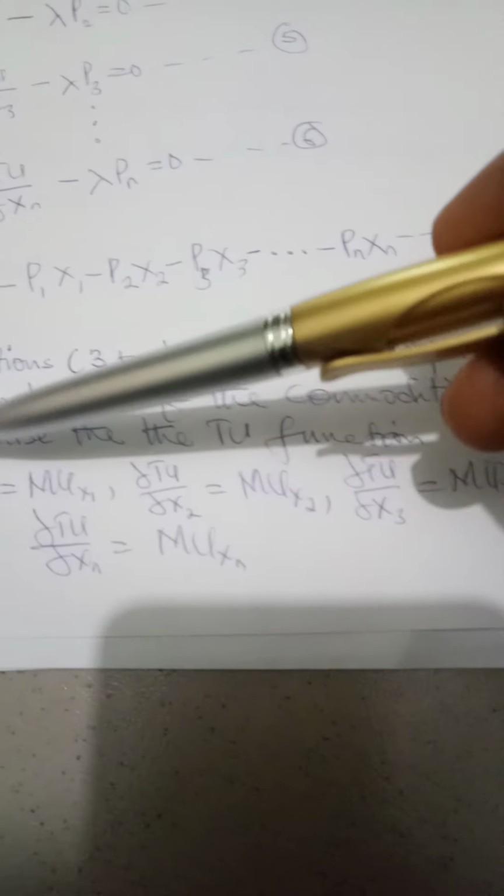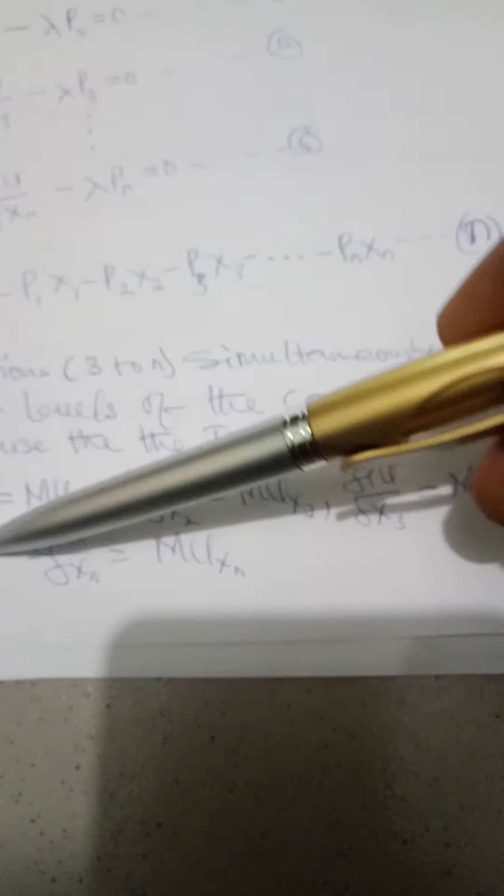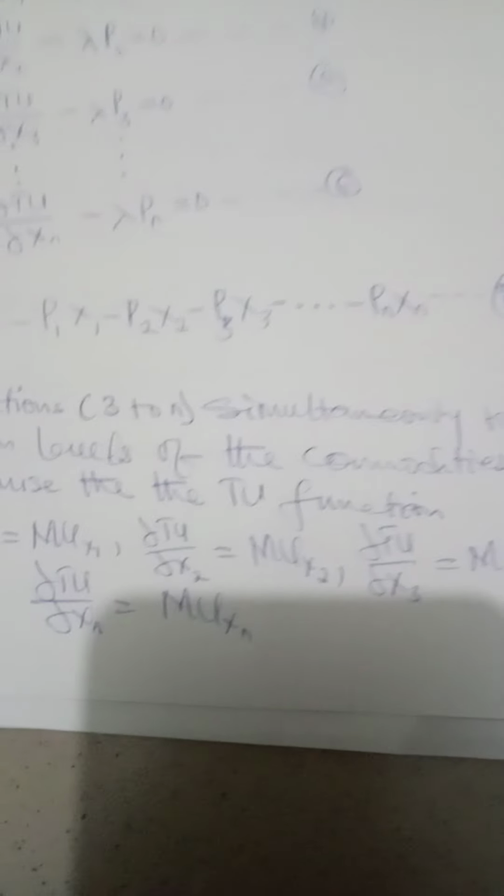Note that, like I said earlier on, dTU/dx1 is the marginal utility of commodity x1, dTU/dx2 is the marginal utility of commodity x2, dTU/dx3 is the marginal utility of commodity x3, until you get to the final one, dTU/dxn, which is the marginal utility of commodity xn.